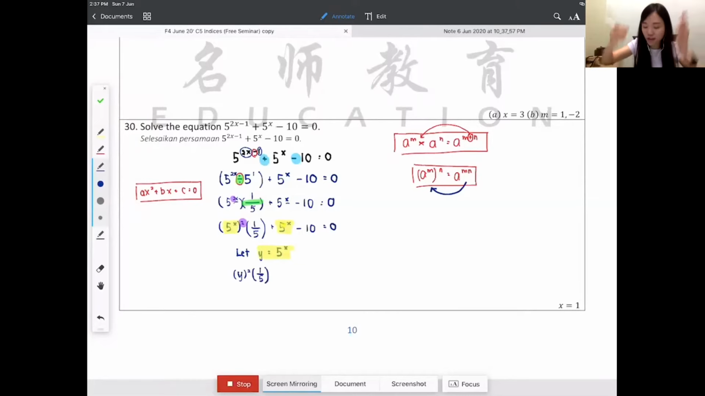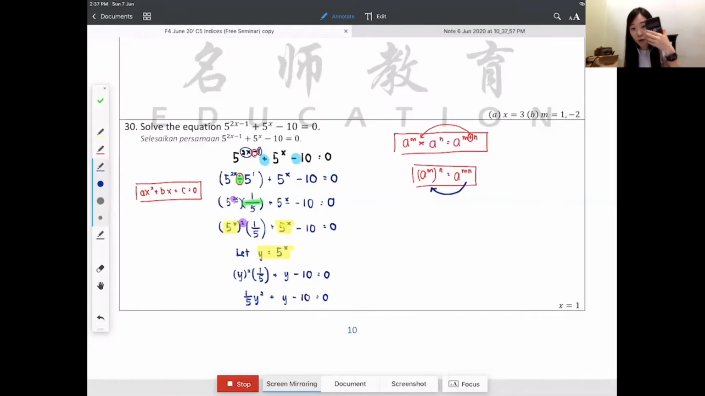You see, I just sub it in, okay? Plus the 5x becomes y. Minus 10 equals 0. And once I write like that, it will look like 1 over 5 y square plus y minus 10 equals 0. Isn't it like that? Oh, Evan, this one means split. Okay, that means you're correct. I was also thinking maybe your split has this meaning. So guys, doesn't it look like the general form now?